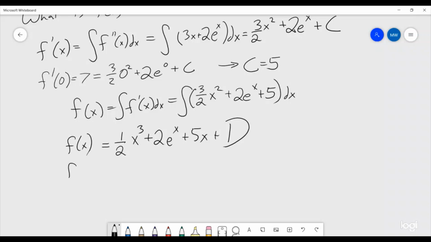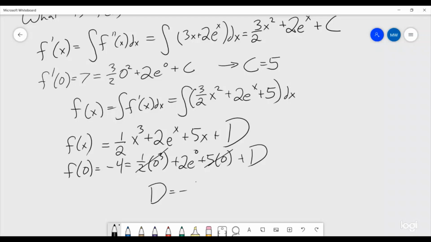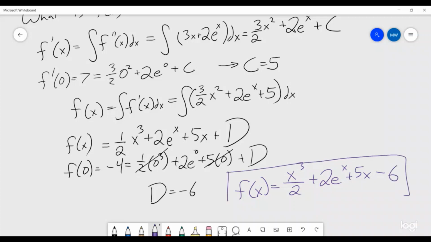But we know that f of 0 is -4, and that's 1/2 times 0 cubed plus 2e to the 0 plus 5 times 0 plus d. So that term goes to 0, that term goes to 0. We have -4 equals 2 plus d. That means that d is -6. So our function is going to be f of x is equal to x cubed over 2 plus 2e to the x plus 5x minus 6. And that's how we would do this problem.